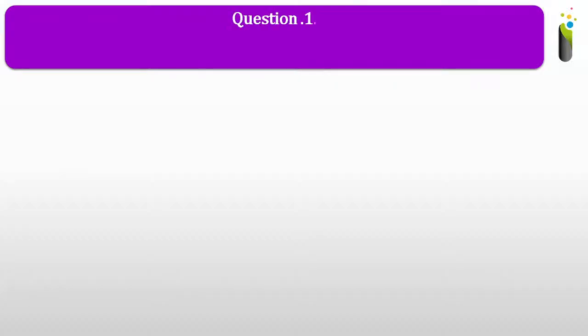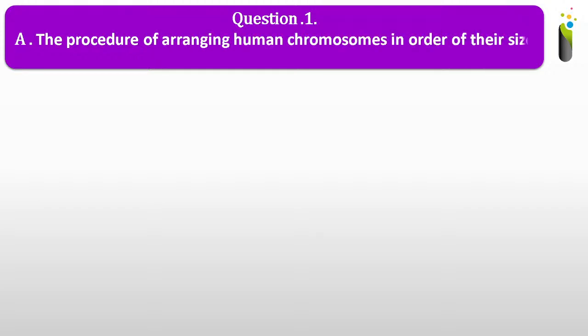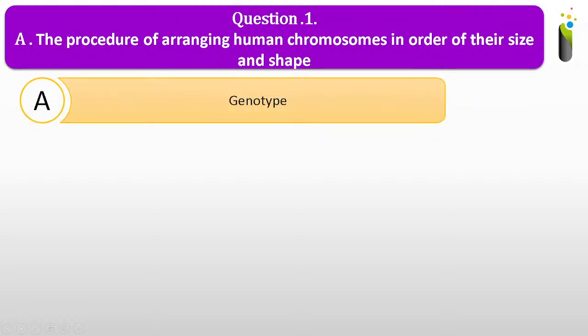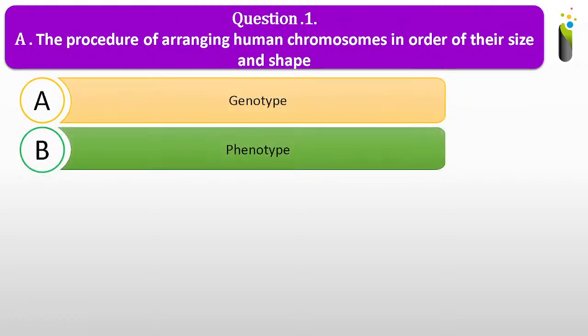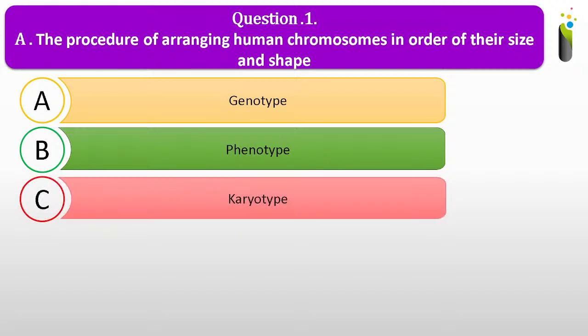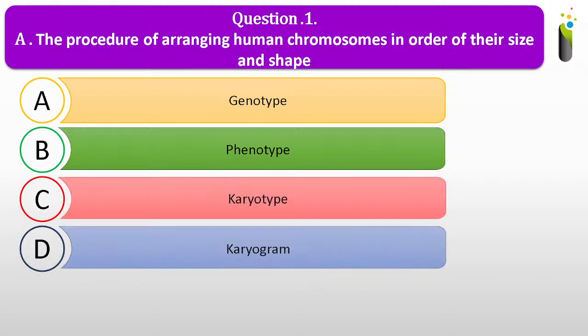Let's start with question number 1. The procedure of arranging human chromosomes in order of their size and shape is dash. A. Genotype. B. Phenotype. C. Karyotype. D. Karyogram.